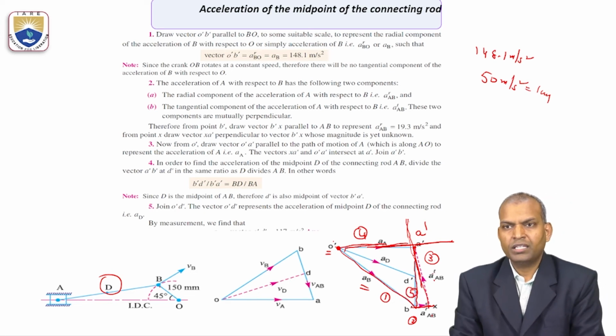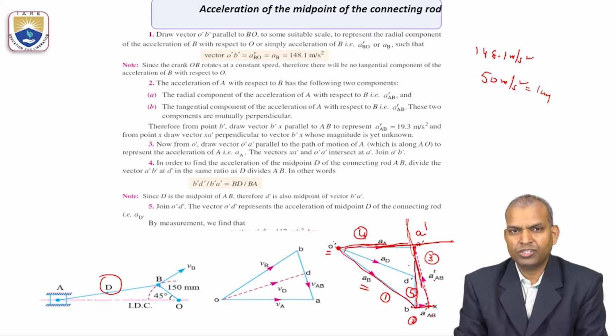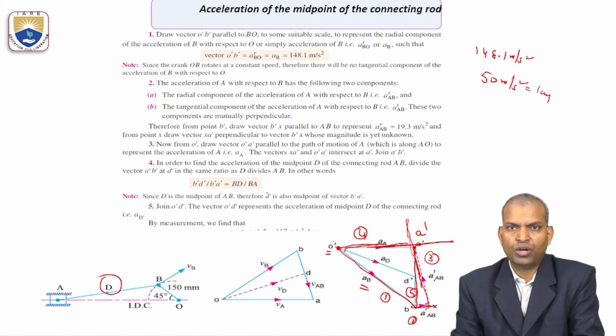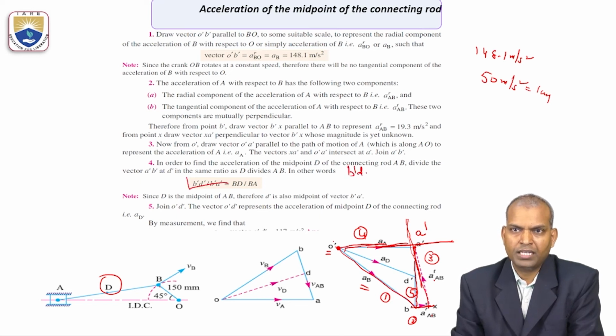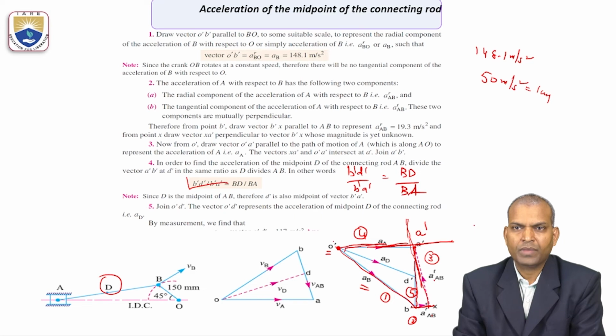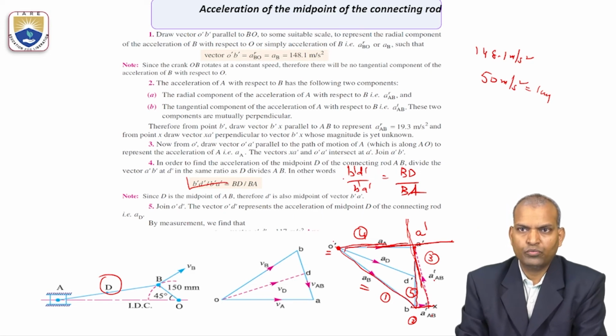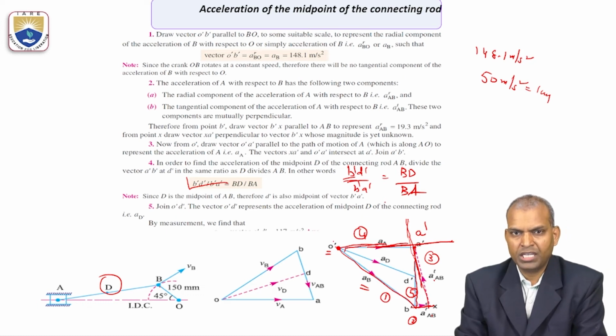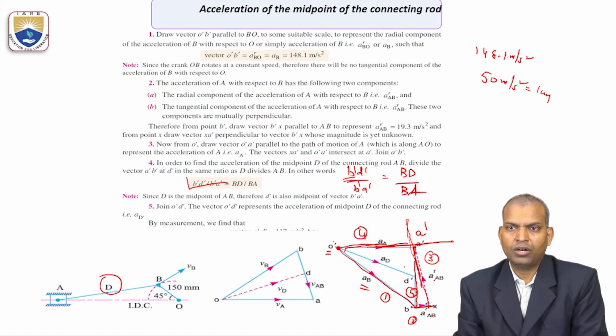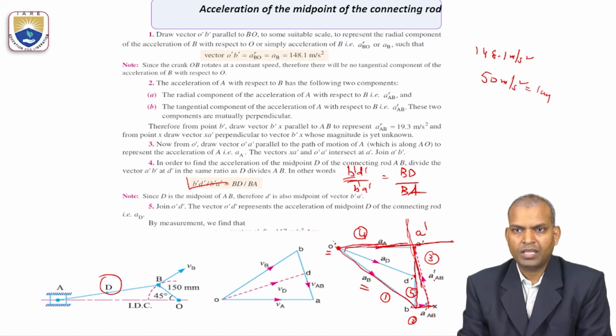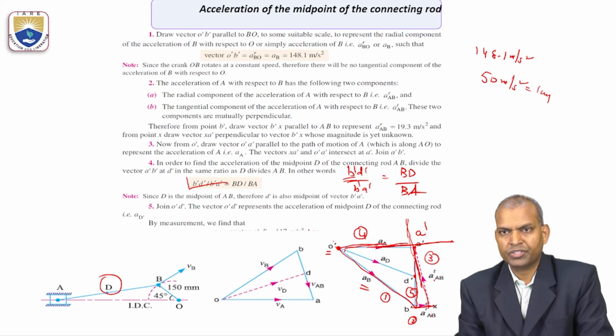Then what is the vector? For point D, we want the acceleration of the point D. How does it come to point D? Again, you follow the division rule: B dash D dash by B dash A dash equal to BD by BA. By using this division rule, we will find B dash D dash. Point D is the midpoint in the configuration diagram. Mark the point D on this vector diagram and join O dash and D dash.